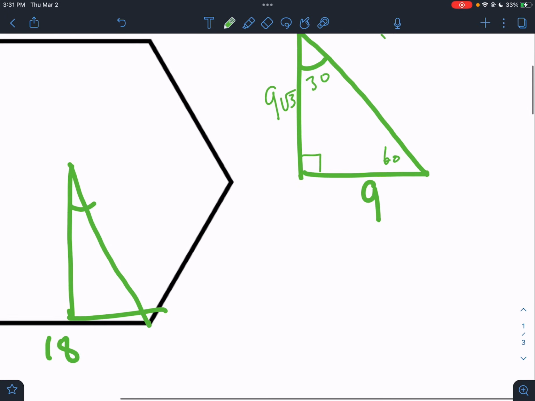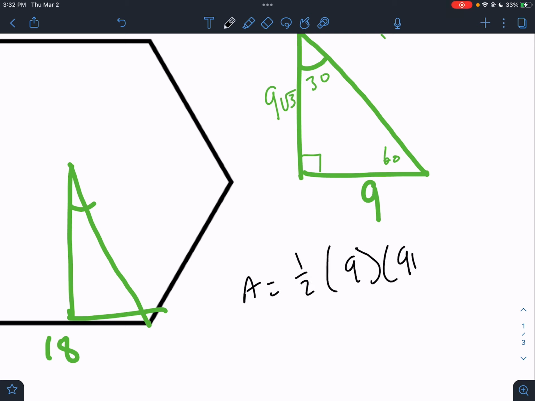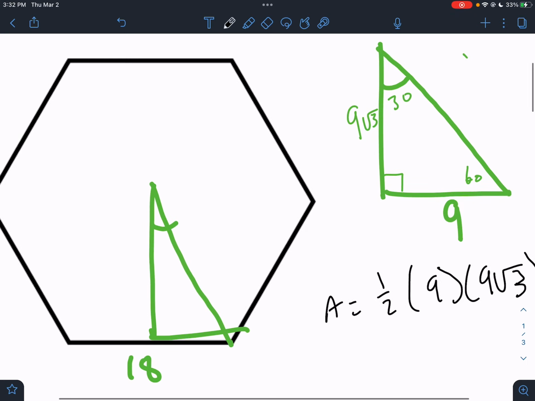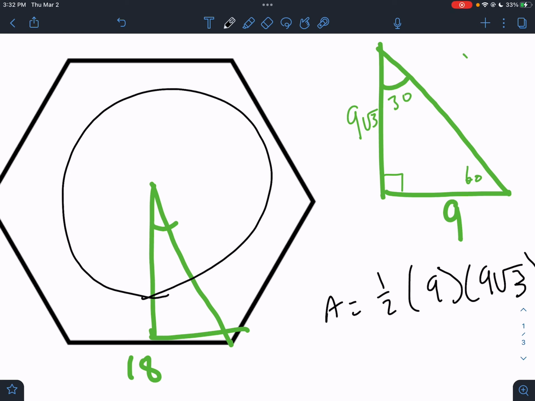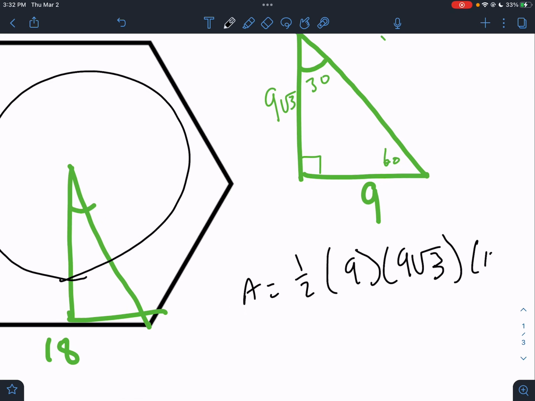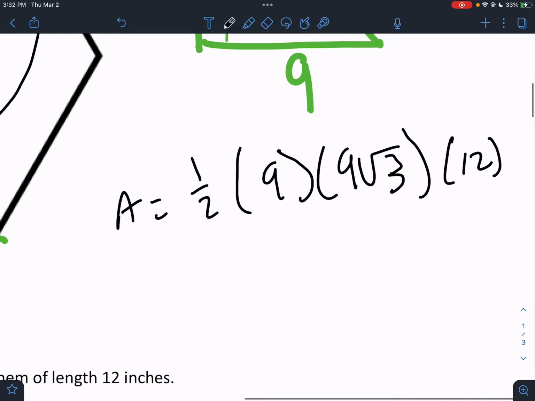So how do I get the area of the entire shape? Well, I would do 1/2 times the base times the height. That's the area of this one triangle. But how many triangles would it take to fill in a hexagon? It would take 12 triangles to fill in the hexagon. I also want us to practice doing mental math.